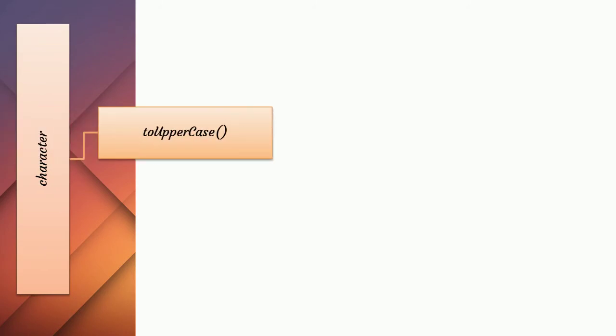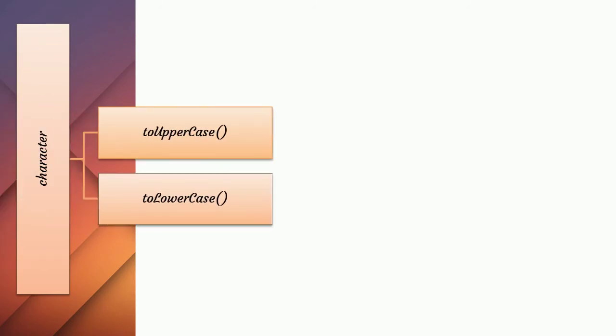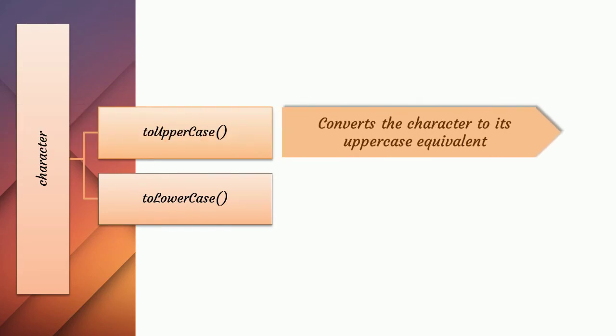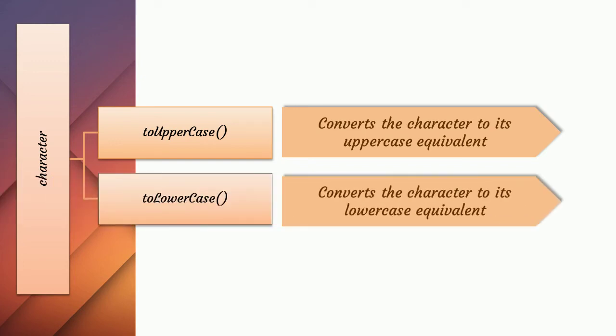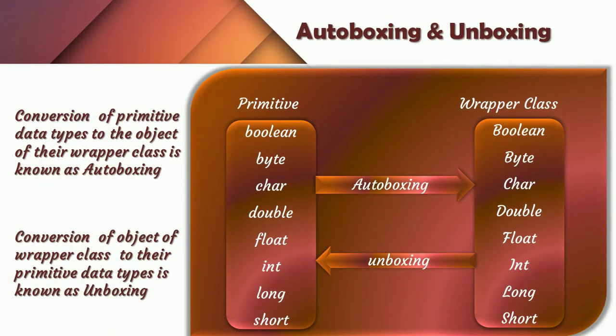So next you have another method, that is toUpperCase and toLowerCase. Here it will return a string. It will return whatever you have given as an input. toUpperCase means it will convert the character to its uppercase equivalent, and toLowerCase means it will convert the character to its lowercase.